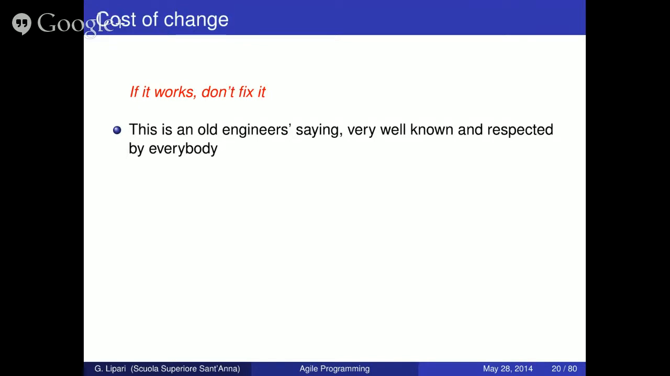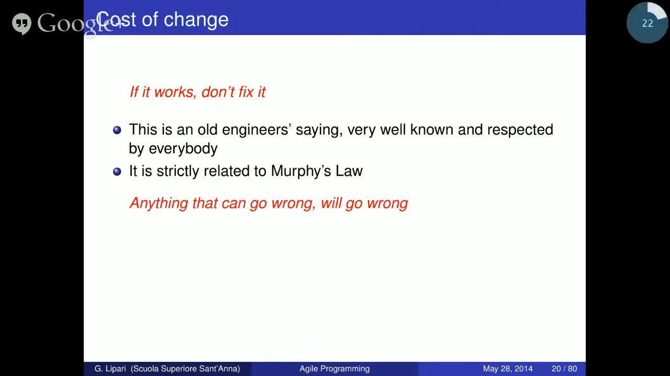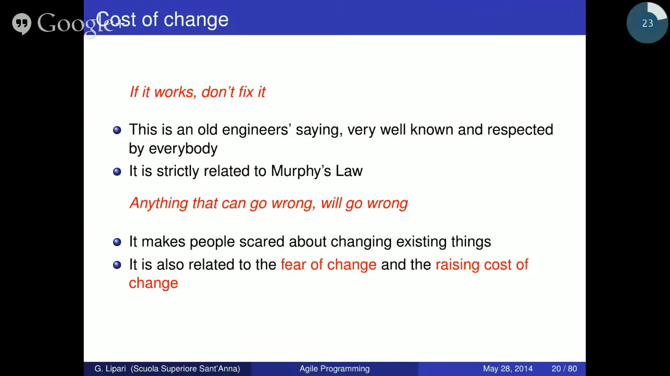So I start with a very famous old saying among engineers that says that if it works, don't fix it. And this is very well known and respected by everybody. So if your program works, I don't touch it anymore because it's working. And it's strictly related to Murphy's law. Anything that can go wrong will go wrong. So if it works, you don't touch it. And this makes people scared about changing existing things. And it's also related to what is called the fear of change and the rising cost of change. So the basic mindset of most people in our software development market is that if it works, it should not be fixed.